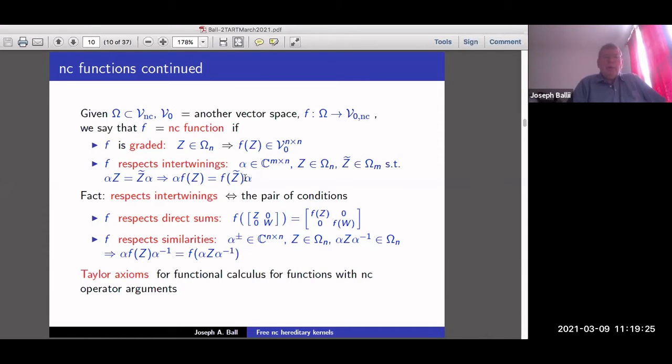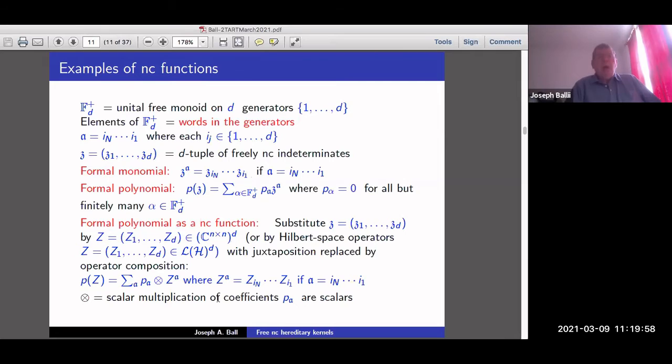And then it's useful to know that respecting intertwinings can actually be broken up into a pair of conditions which together are equivalent: preserves direct sums, and preserves similarities when you have an invertible N by N matrix. And this goes back to Joseph L. Taylor in the 70s, who was trying to figure out functional calculus for functions in non-commuting operator arguments. So these are the axioms that should be satisfied.